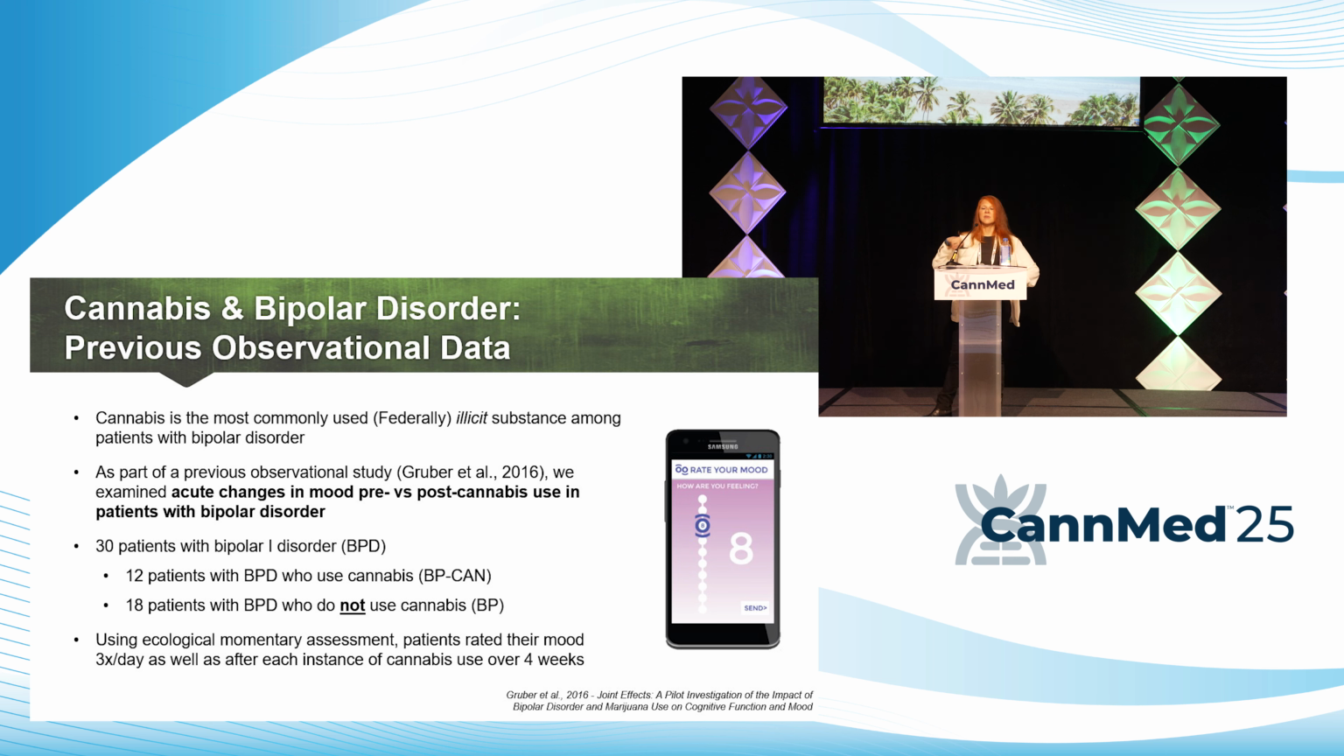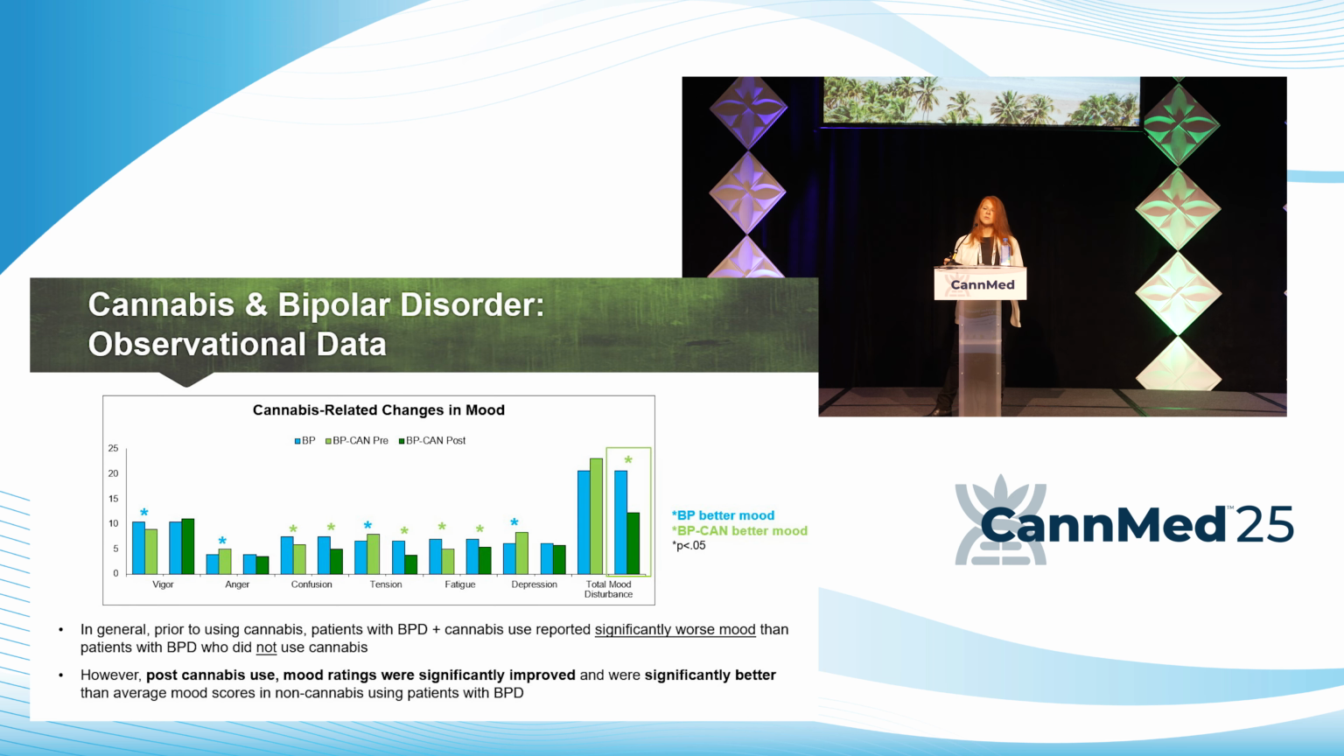So as part of this previous observational study, we looked at changes in patients with bipolar disorder, two groups. What I call pure bipolar folks, so bipolar patients who don't use cannabis, and a group of bipolar patients who do use cannabis. We gave them the ability to track their mood multiple times a day, and for the cannabis-using bipolar patients, after every time they used cannabis. And we did this for 4 weeks. And here's what we see at baseline. So the quote pure bipolar folks are the blue bar. The cannabis-using bipolar folks are in the green bar.